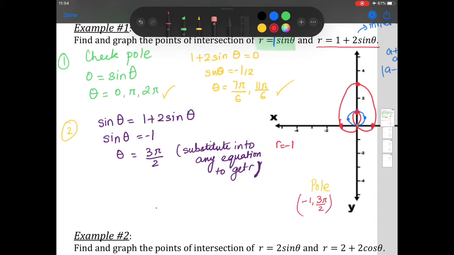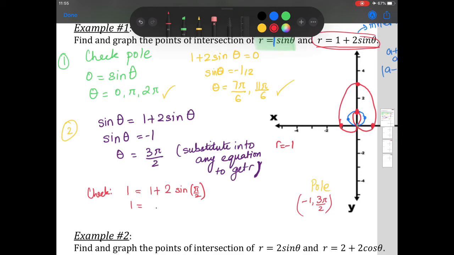If you were to say, why can I not use 1 comma 3 pi over 2, you can always substitute that back into the equation. So let's say I substitute it into here, and it doesn't work. Your r was 1 plus 2 sine theta, sine of pi over 2, right? So we're checking, this is your check, whether it works or not. So when you are checking, you're not moving things onto the other side. You just substitute theta and see if it works.